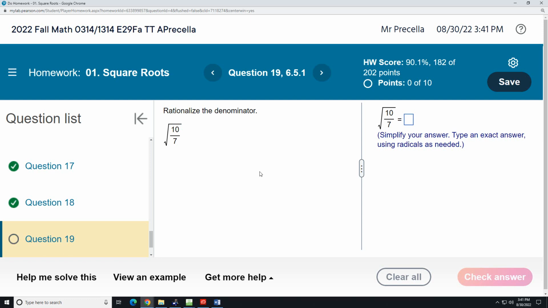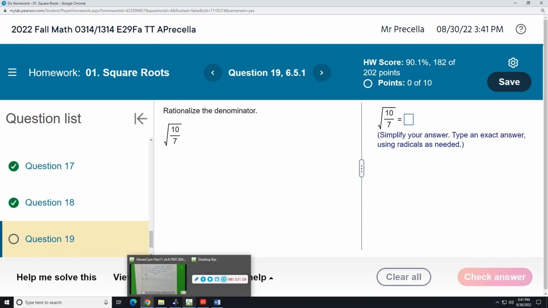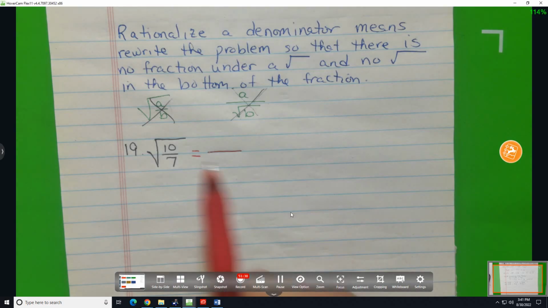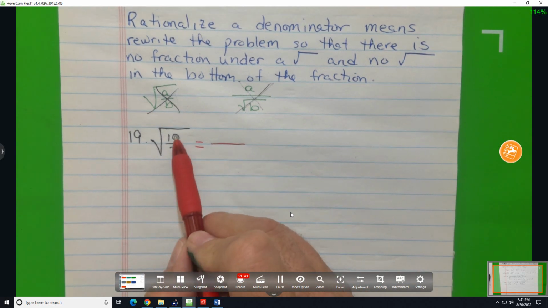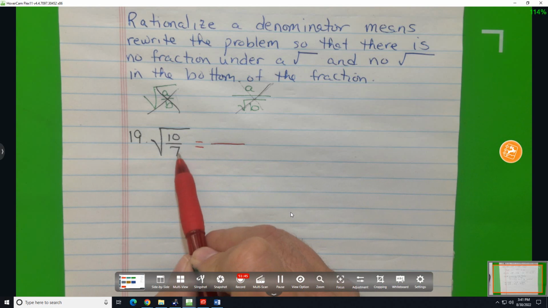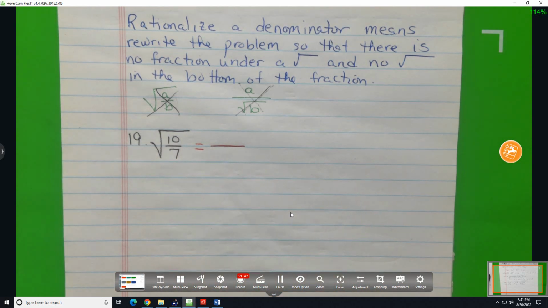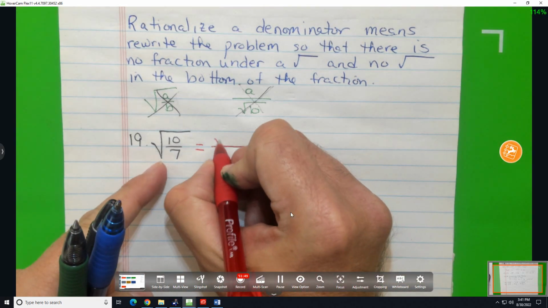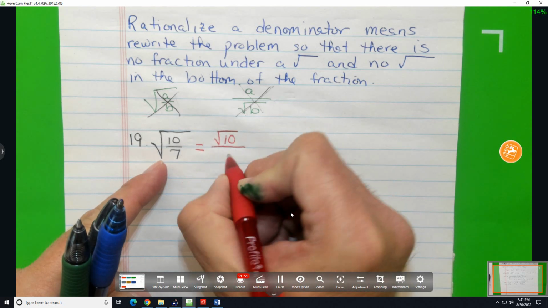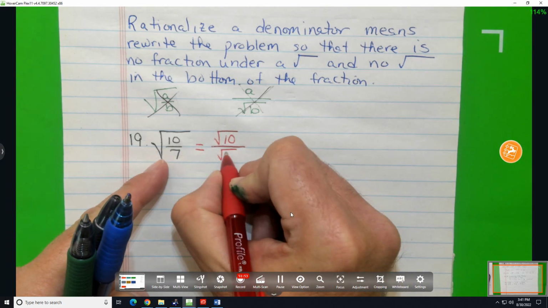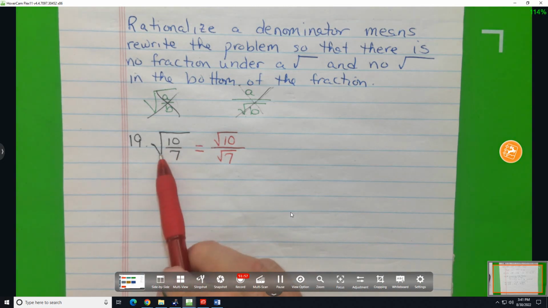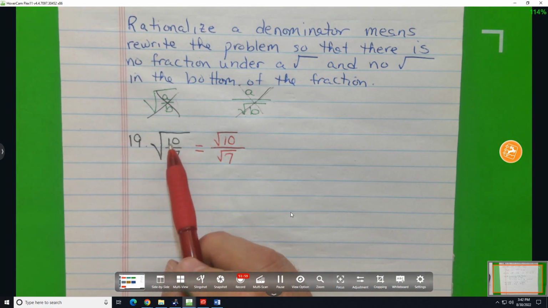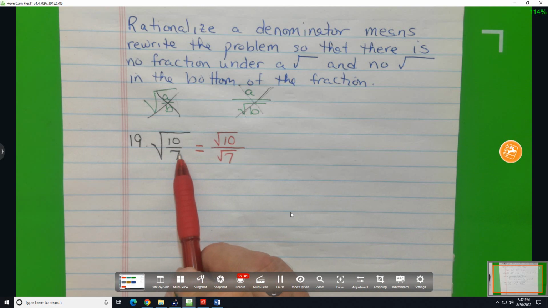Okay. When you have a fraction under a square root symbol, that means that the square root symbol goes on both of these numbers. So I'm going to make it for a moment look messier by writing it as square root of 10 over square root of 7. That's what that fraction under the square root means. The square root goes to both numbers.